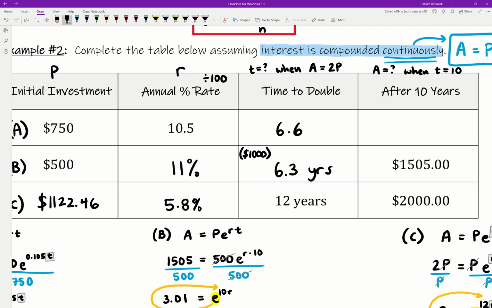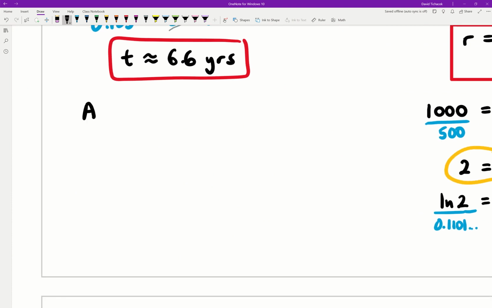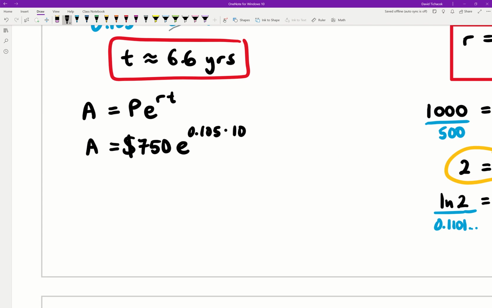So we'll punch that in into the table up here, and we can see that we only have one more thing that we're trying to find. Remember that we're trying to find the amount of money after 10 years, so we just need to figure out what A is in the formula when we let t be equal to 10. So let's start over with our formula here. So we have our ending amount of money is equal to our principal amount times e to the power of rate times time. We know that our principal amount is $750, so we're going to punch that in. And then for the rate, we know that that's going to be 0.105, just like before, and now we know that t is 10 because we want to figure this out for 10 years.